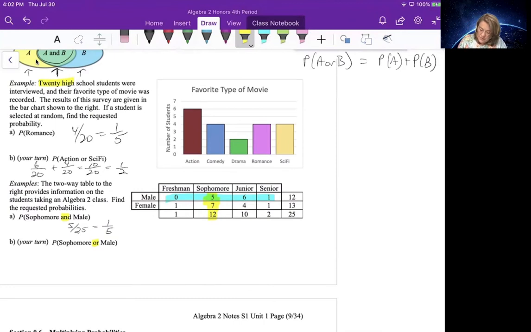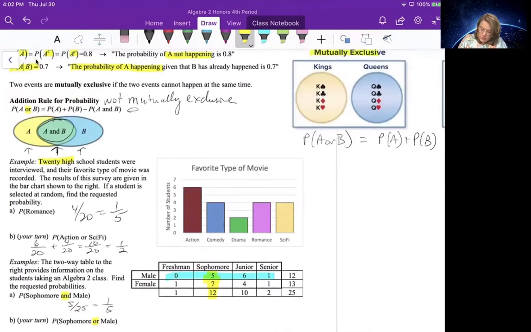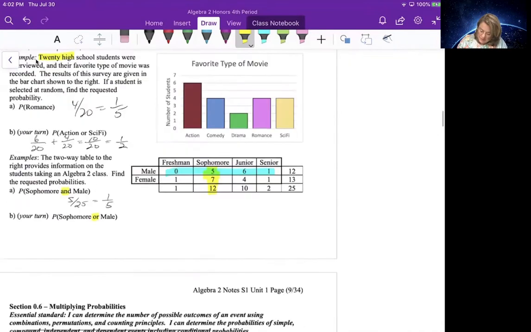I have to follow this addition rule that's above. So I can do it that way. That's one way. So let's do it that way. So let me see here. I can say, okay, how many sophomores do I have total? I have 12 total sophomores out of how many students? 25. How many males do I have? I have 12 out of how many students? 25.